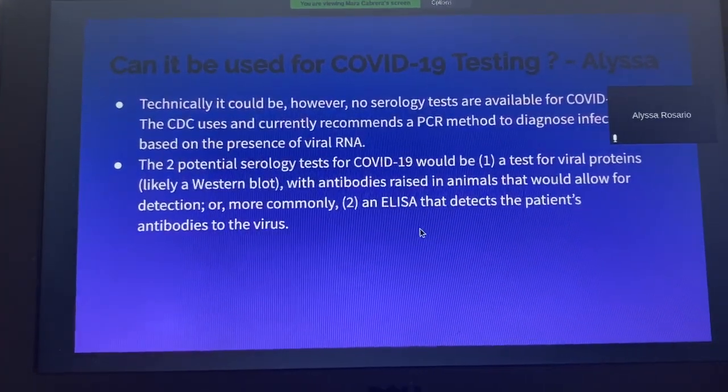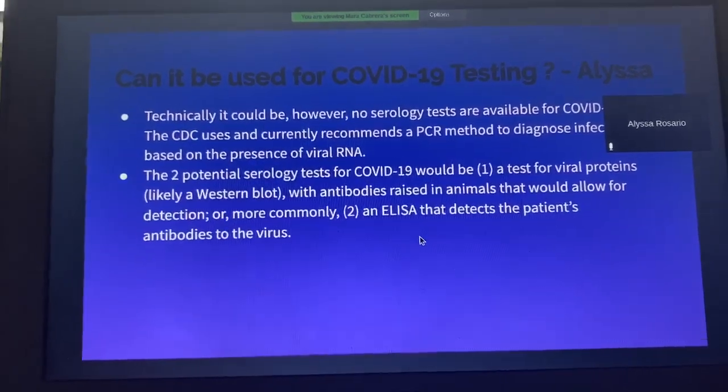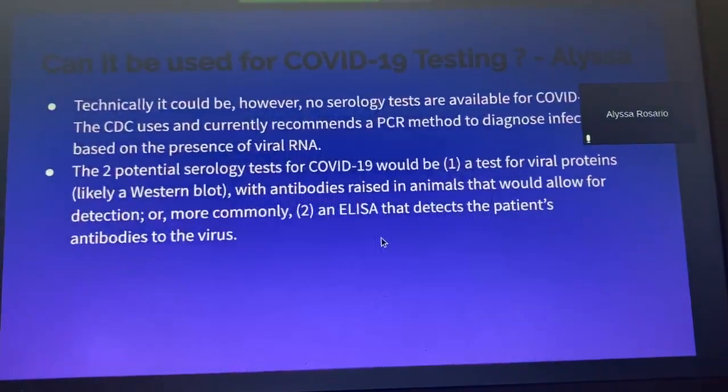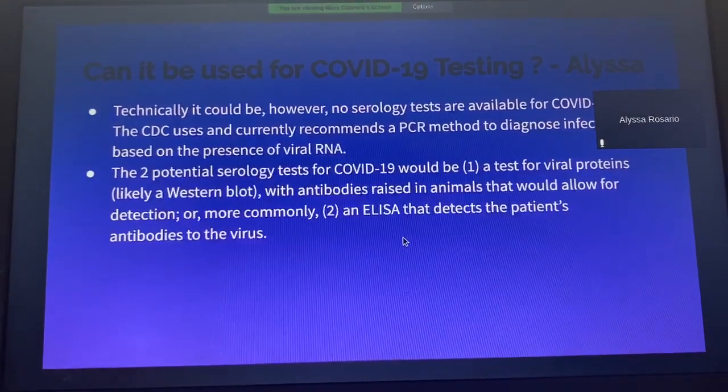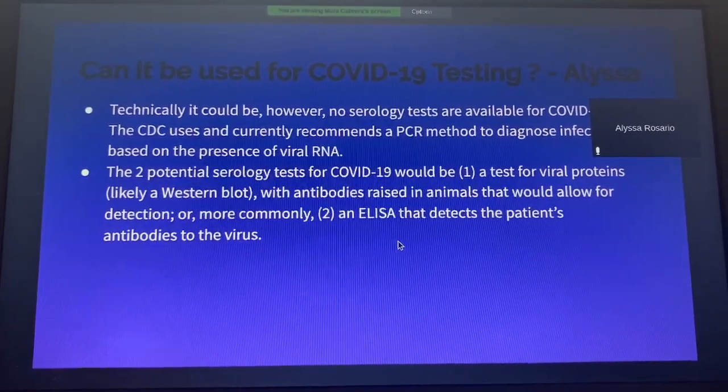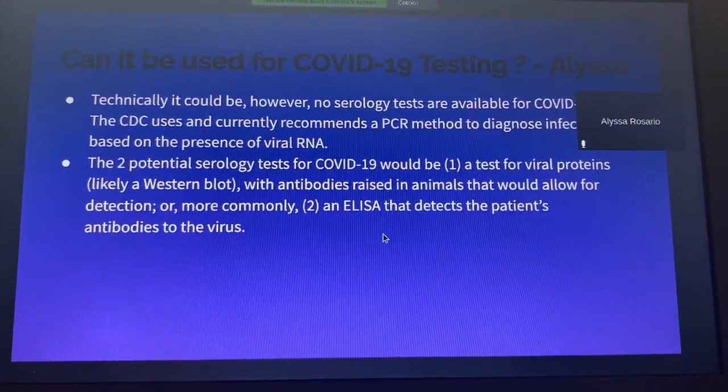The two potential serology tests for COVID-19 would be, one, a test for viral proteins like a Western blot with antibodies raised in animals that would allow for detection, or more commonly, number two, an ELISA test that detects the patient's antibodies to the virus.